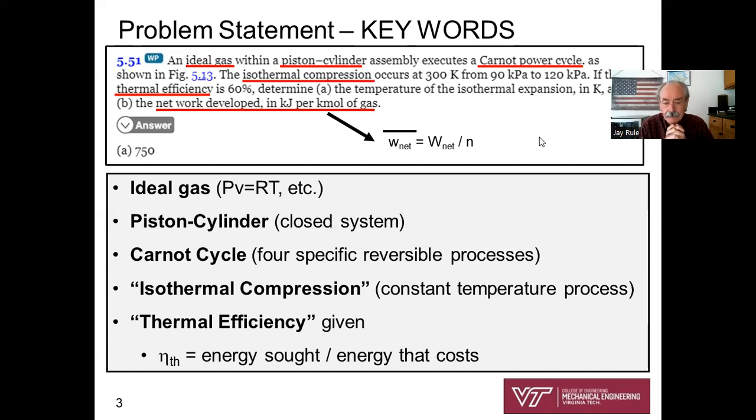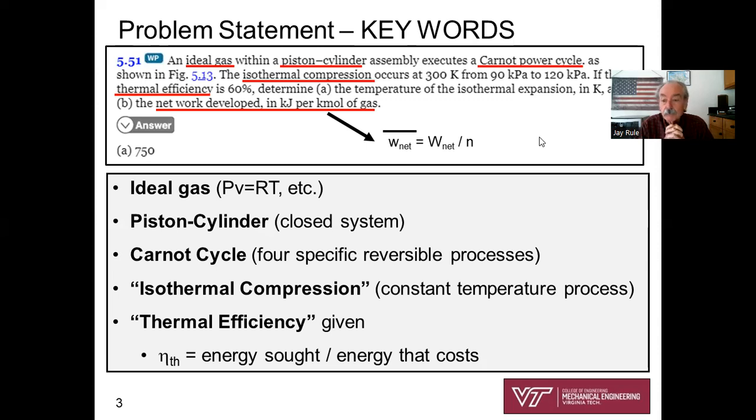Executes a Carnot power cycle. Now, in my mind, I remember that's 4 special processes. Sometimes I have to remind myself of what are those 4 special processes. That's why we're going to get a screenshot of figure 5.13 to refresh our memory on what are those 4 special processes. One of those is an isothermal compression occurring at a given temperature, okay? Thermal efficiency given, for me, that says, look, that's going to be a key in solving this problem. Somehow the thermal efficiency given is going to be a key, okay?